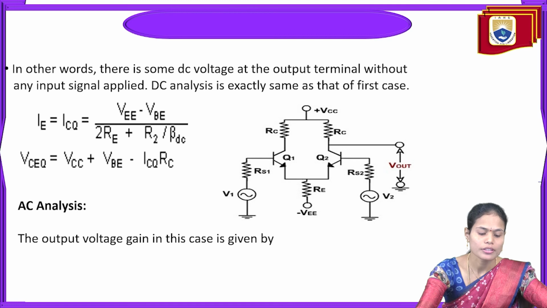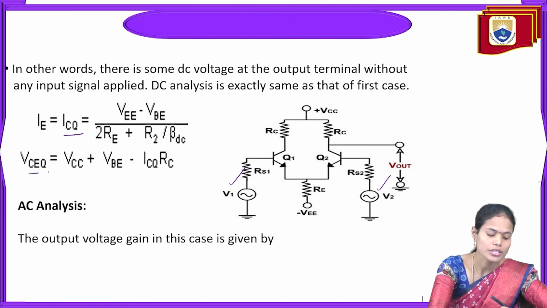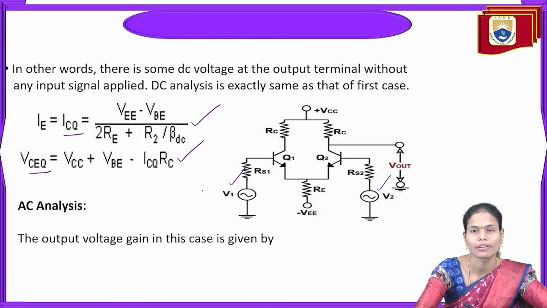Okay, so here there is some DC voltage at the output terminals without any input signal applied. So that's why the DC analysis is the same as the first case. Why? Because in the first case also we have taken two inputs, V1 and V2. So that's why both the ICQ as well as VCQ values are as they are. Just now we have calculated these two values for the dual input balanced output differential amplifier. The two values are the same for this dual input unbalanced differential amplifier also. So that's why I am directly moving to the AC analysis.